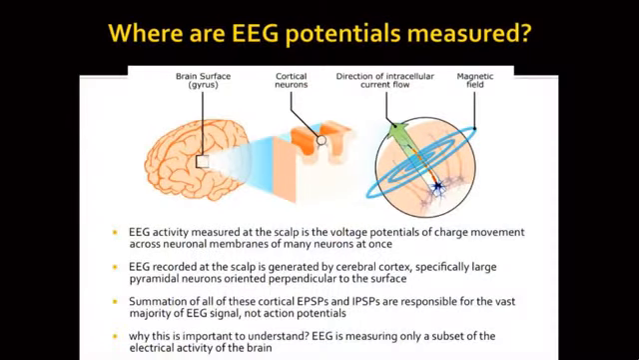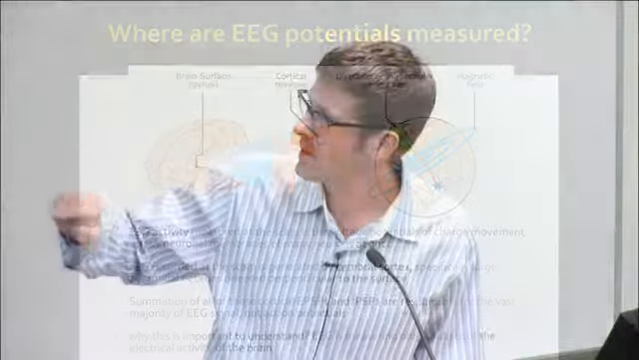So where are you measuring them? When you're measuring at the scalp, you're measuring voltage potentials of charge movement across these neuronal membranes, across these cells of many neurons at once. Again, on the order of thousands are required at minimum. The recorded EEG is generated by the cortex, so it's only the surface of the brain. You're not measuring deep structures at all.